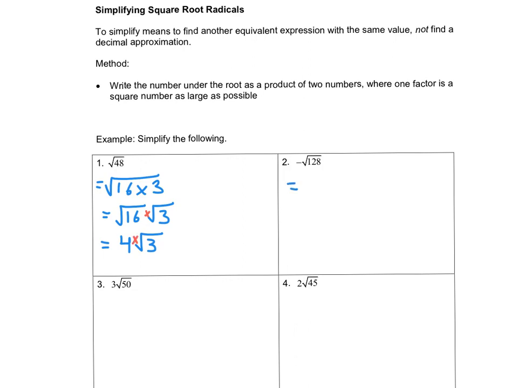In the next question, I want to take the negative of the square root of 128. So I'm going to break that into the square root of 64 times 2, which means I'm taking the square root of 64 times the square root of 2. The square root of 64 is 8. So my answer is -8 times the square root of 2.